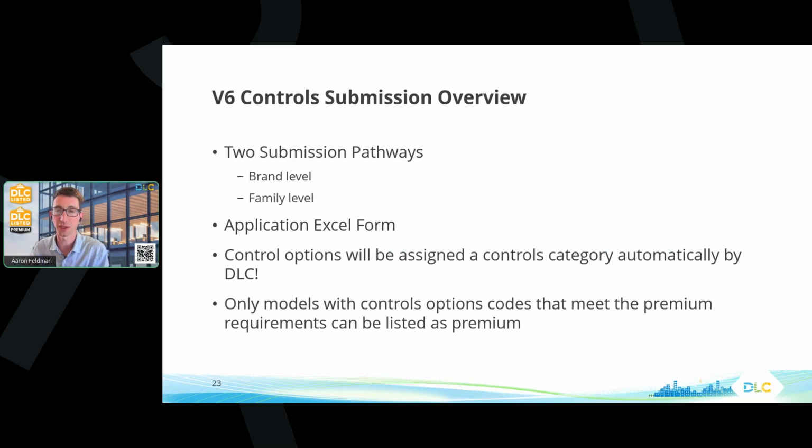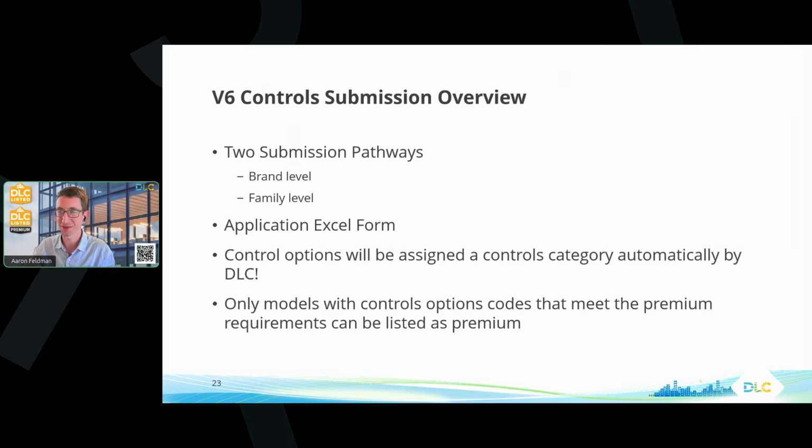Today, we'll be focusing on the family level pathway, where it's on a family of products. Commonly, you have some shared designation for the controls within that family. So to submit that family, you will have your application Excel form. And I'll apologize ahead of time. I'll be sharing some screenshots of Excel, which I know is not the most exciting on a Tuesday afternoon, but I'll try to keep it as interesting as possible.